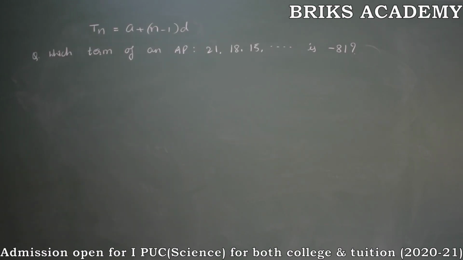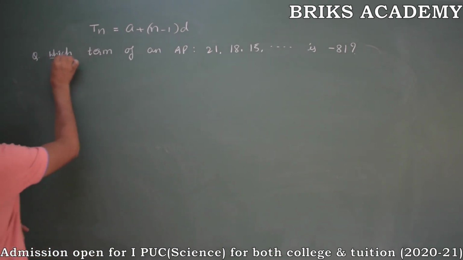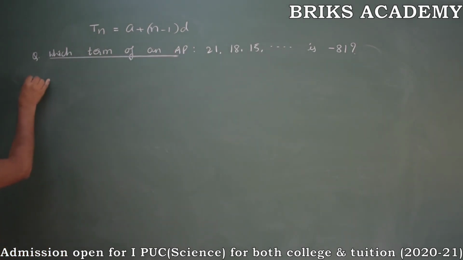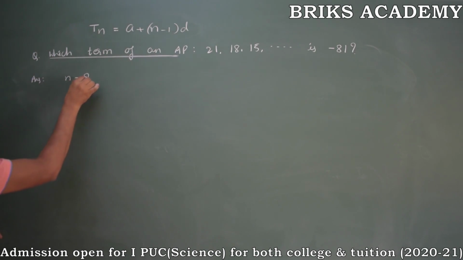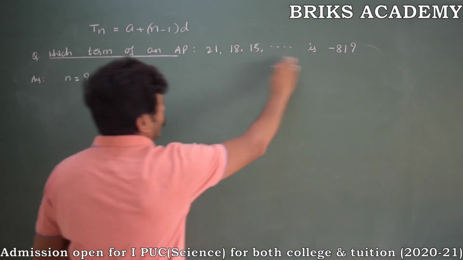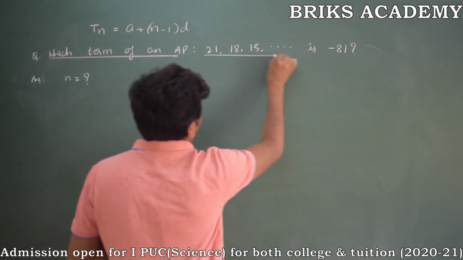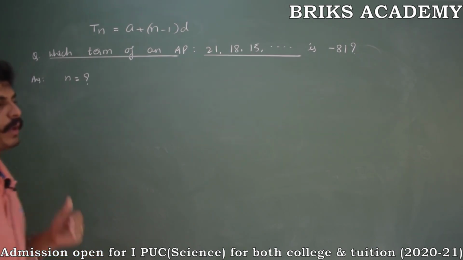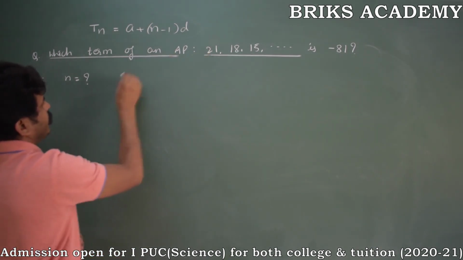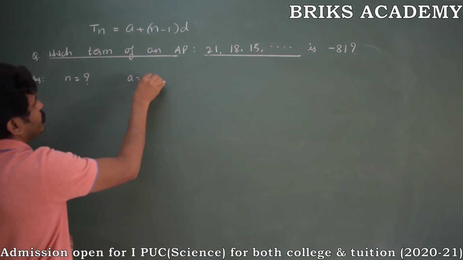I'll move on to the next question, which is also to find out n only. Which term of an AP? What do you mean by which term of an AP? Nth term of an AP. So I need to find out the n value. This is an AP. By seeing this AP only we can find out whatever we want. So this is the first term, that is A. 21 is the first term. Look.